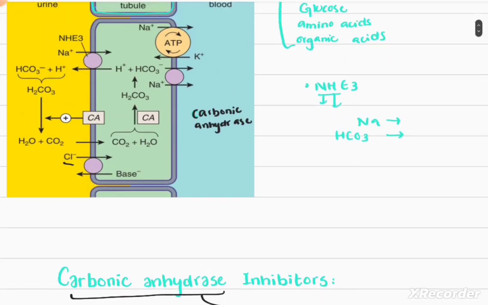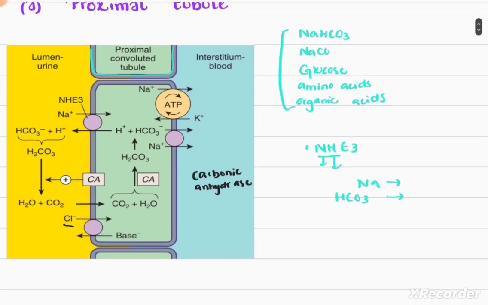We'll go back to the previous diagram. We can see that here this carbonic acid, which is formed by the combination of bicarbonate plus proton, is converted into carbon dioxide and water, and it goes inside the cell. Now we have inhibited this enzyme, carbonic anhydrase. So there will be no conversion of carbonic acid into water and carbon dioxide, and this will be lost in the urine.